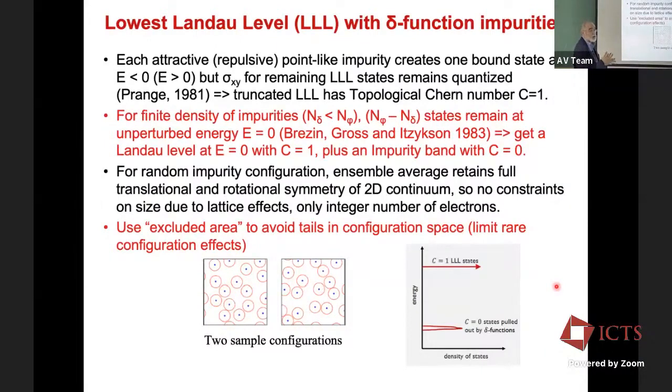I mean, of course, it needs that, but the model considered by Brezin, Gross, and Itzykson is exactly delta functions. Okay. So there is absolutely no mathematical issue. There's no magnetic length even.